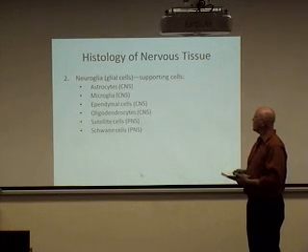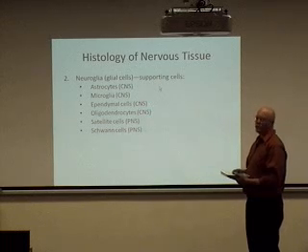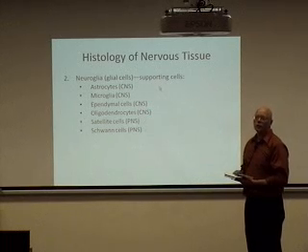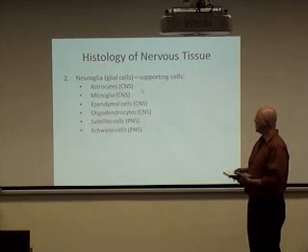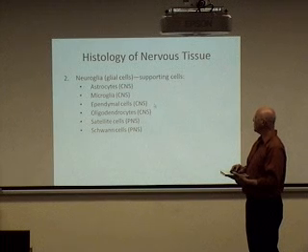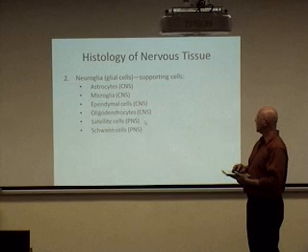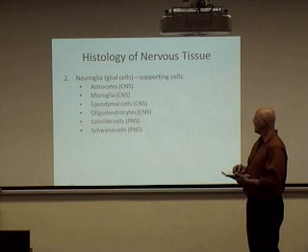But before we talk about the neurons, we're going to talk about the neuroglia. And the neuroglia are supporting cells. These are cells that will support the neurons in their function. And we have several neuroglia. We have astrocytes, microglia, ependymal cells, oligodendrocytes, satellite cells, and Schwann cells. And we'll go through each one of these and the function that they play in the nervous system and their role in supporting the neurons.